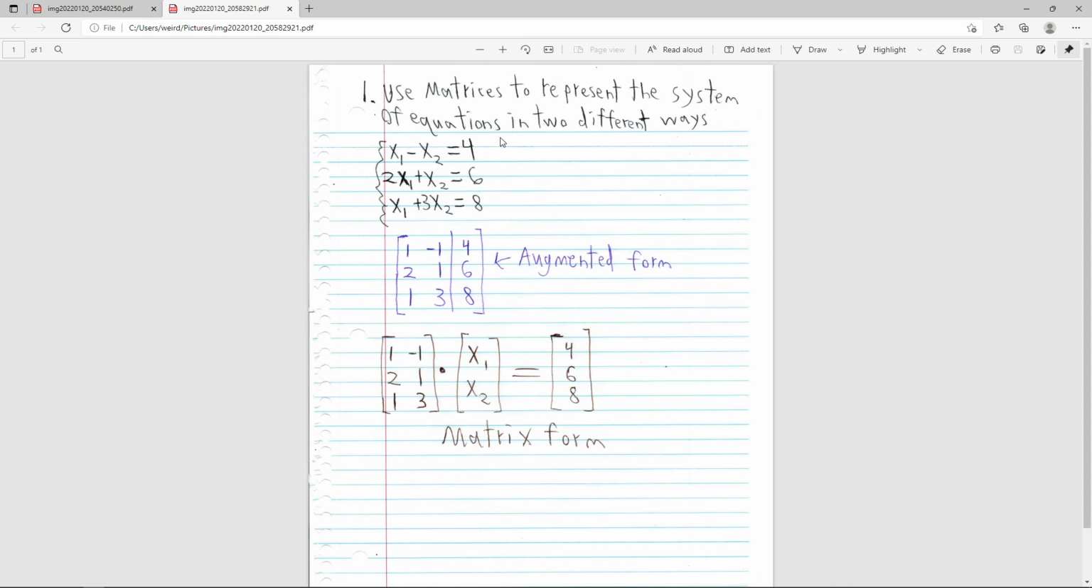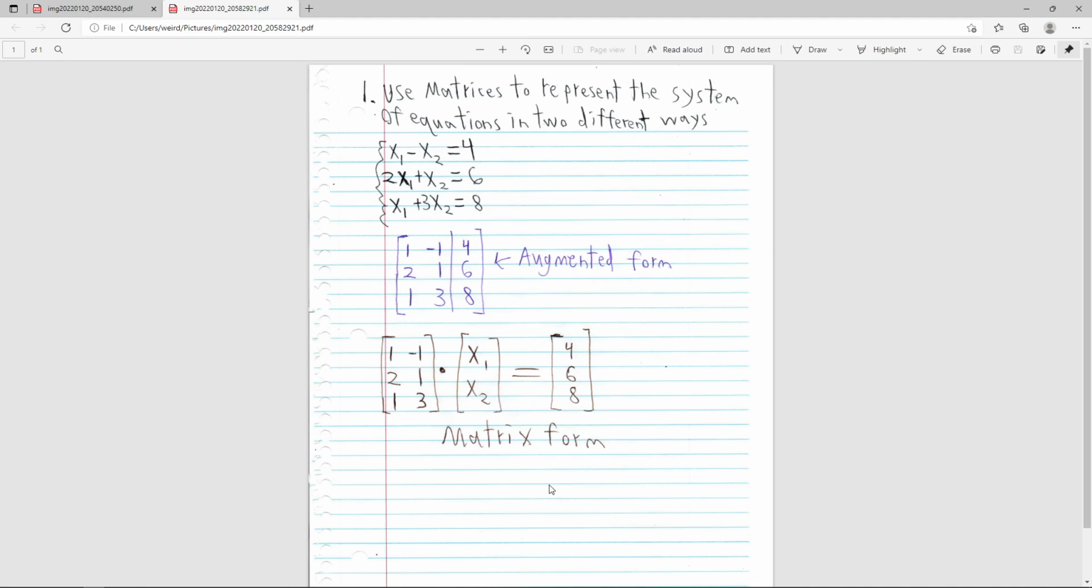Here's an example, the one example I'll give. Use matrices to represent a system of equations in 2 different ways, and it's a pretty simple system overall. You have x1 minus x2 equals 4, so that becomes 1, -1, and 4 in an augmented form. Your A's and your b: your matrix A and your b on the right hand side. You also have 2x1 plus x2 equals 6, so it's 2, 1, 6. x1 plus 3x2 equals 8, so 1, 3, 8.